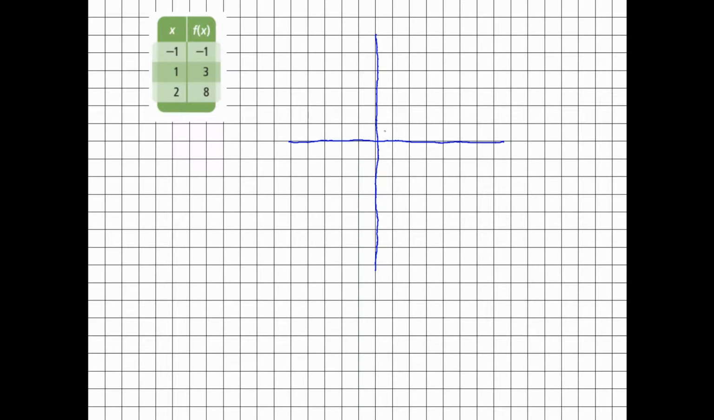All right, so I got -1, -1. Put a point right there. I have 1 over, 1, 2, 3 up. And I have 2 over, 1, 2, 3, 4, 5, 6, 7, 8 up. All right, it's up there. Okay, so I kind of have a parabolic shape. I don't exactly know that this is my vertex.